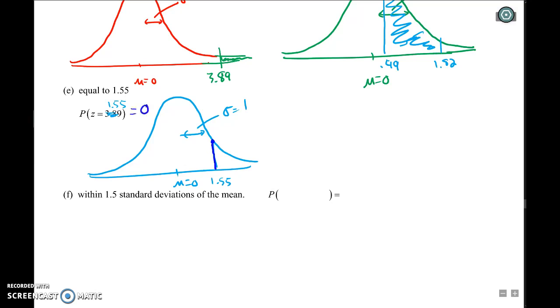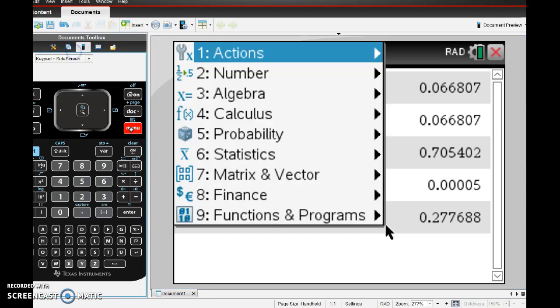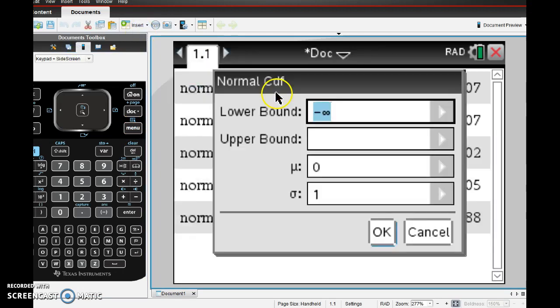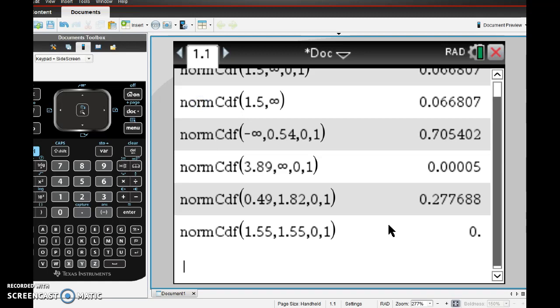Again, what's the probability of getting exactly 1.55000000, infinitely many zeros? In a continuous distribution, that probability is 0, basically. The calculator will verify that. If you put in 1.55 to 1.55, it also gives you 0.